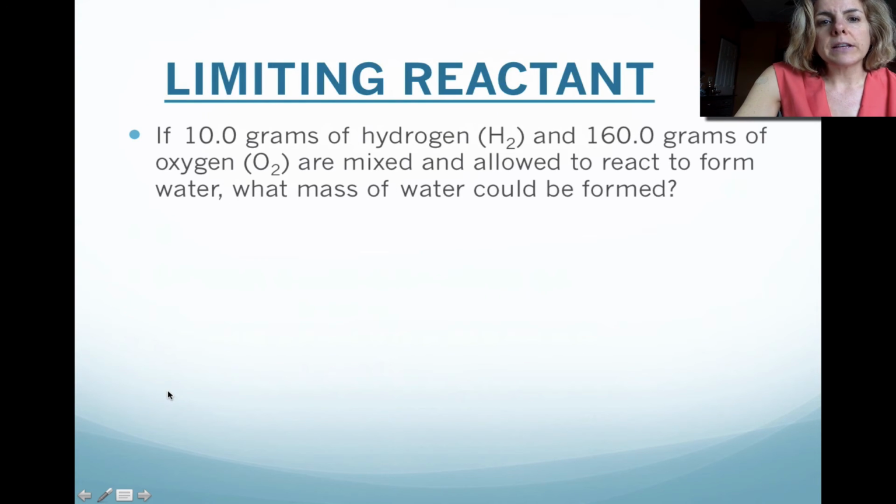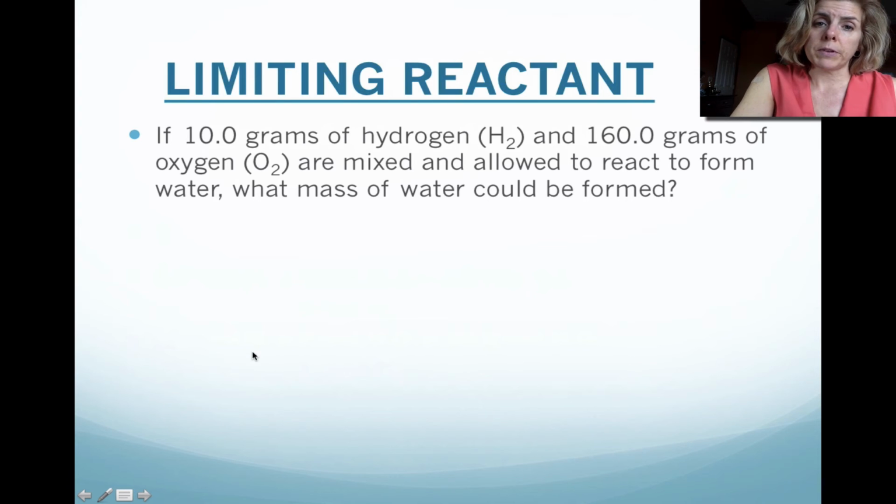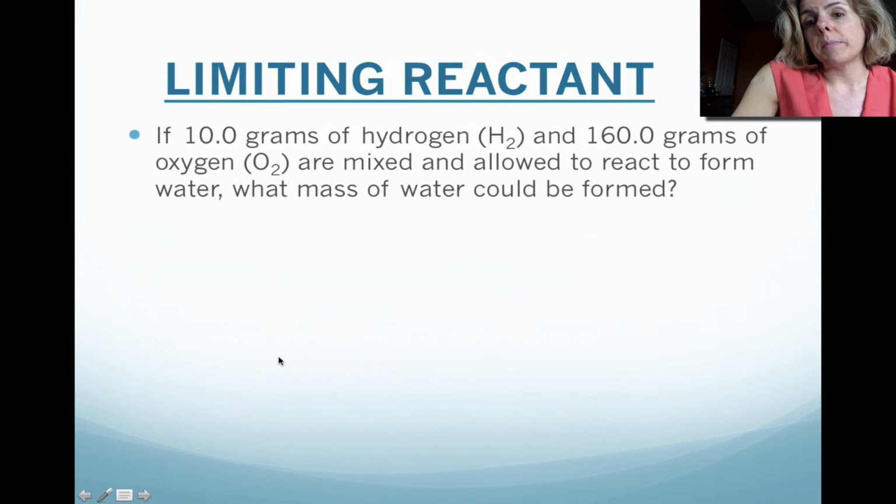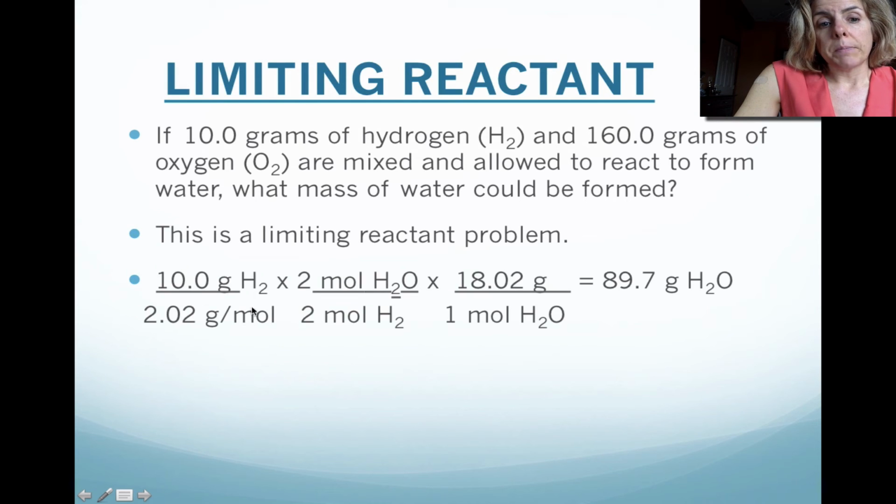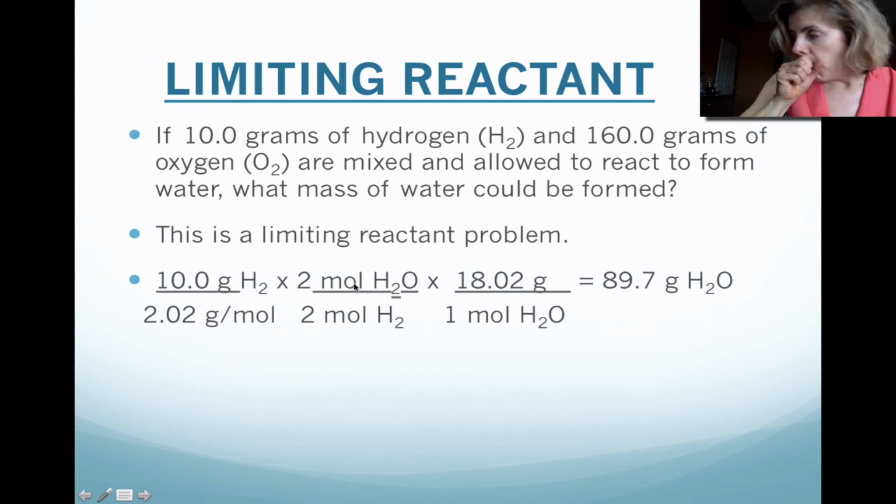Okay, and then lastly, we have mass. So the previous problem we had moles. This one we have mass. And notice we have 10 grams of hydrogen and 160 grams of oxygen. And once again, they want to know what is the mass of water to be formed. So the first step is you're going to convert the mass of hydrogen to moles of hydrogen by dividing by molar mass. And then you're going to multiply it by the mole ratio. And then after that, you're going to multiply it by the molar mass of the product to give you the mass of water.